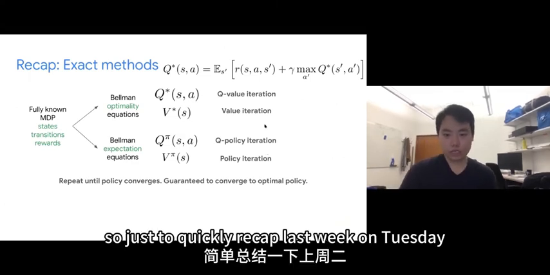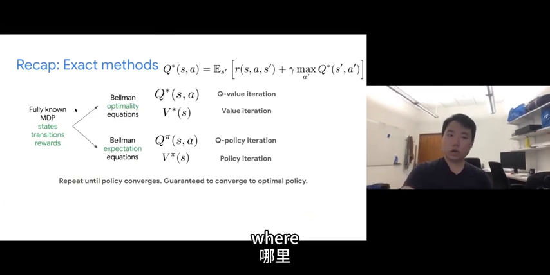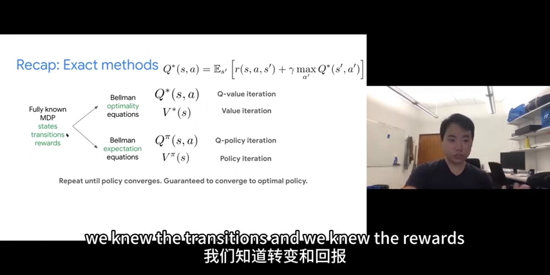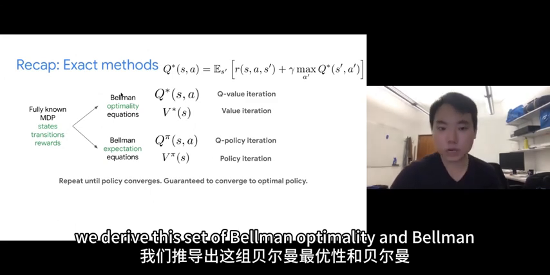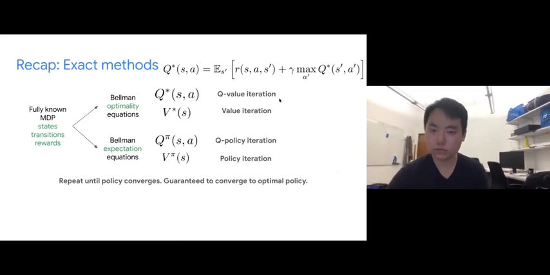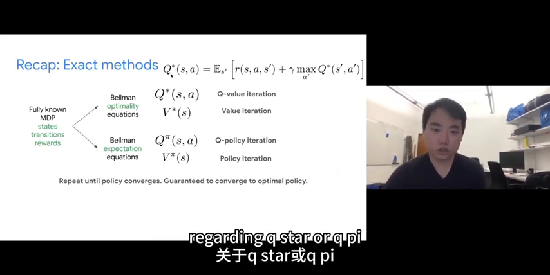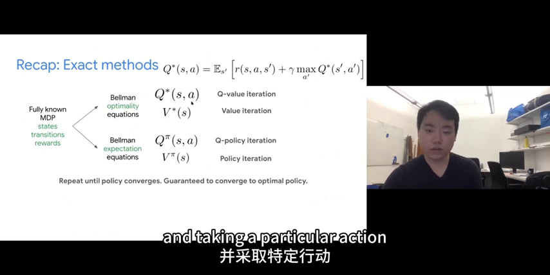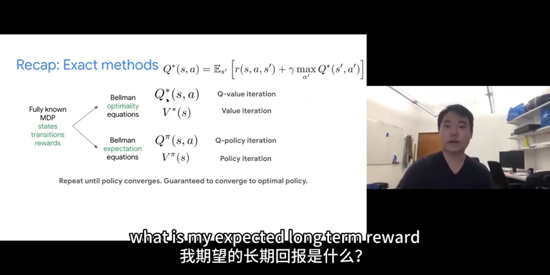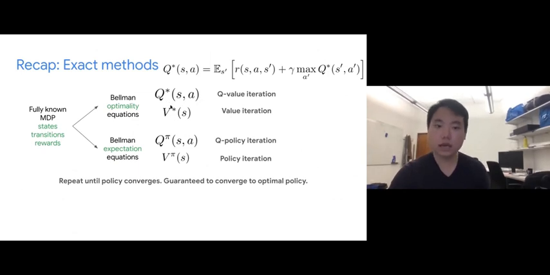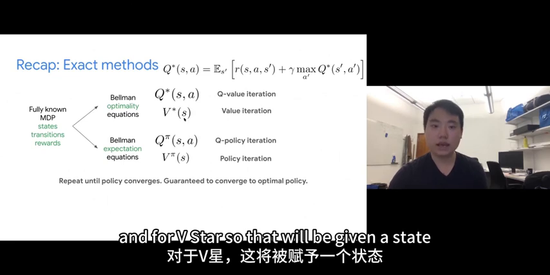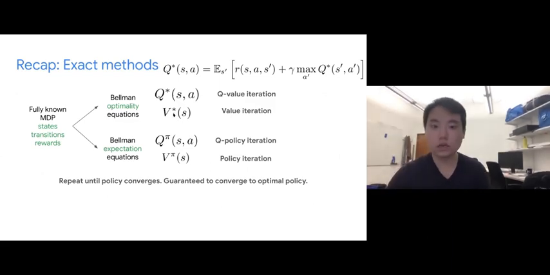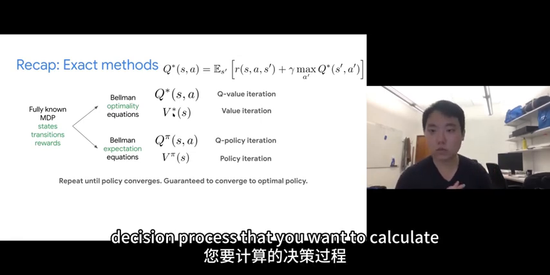So just to quickly recap last week, on Tuesday, we looked at the first case where we had a fully known Markov decision process, where we could enumerate all states, we knew the transitions, and we knew the rewards, and we derived this set of Bellman optimality and Bellman expectation equations. Essentially, these are equations regarding Q star or Q pi. What Q star means is, given a particular state and taking a particular action, under the optimal policy, what is my expected long-term reward? And for V star, given a state and following the optimal policy, what is the long-term expected reward starting from that state? So these are the values of the Markov decision process that you want to calculate.